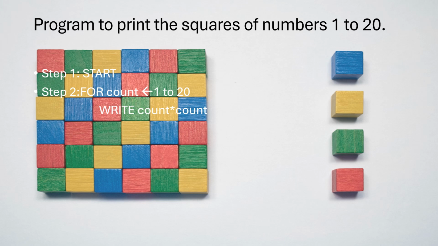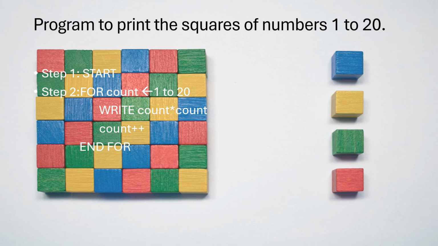As long as this range is true, or the value of count remains within range, it will write down the square of the value of the count, that is count into count, and it will increment the variable. So for count 1, it will write the value of the square and increment it to 2. It will again go to the for loop, check the value of the count, whether it is between 1 to 20. Yes, it is. And it will again write down the square of the number. So this will go on and on until the value 20 is reached.